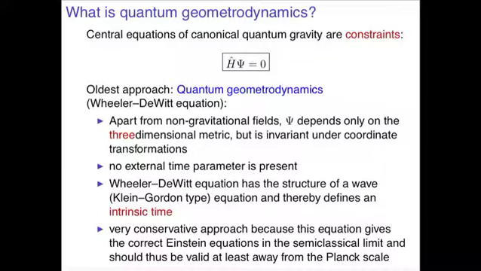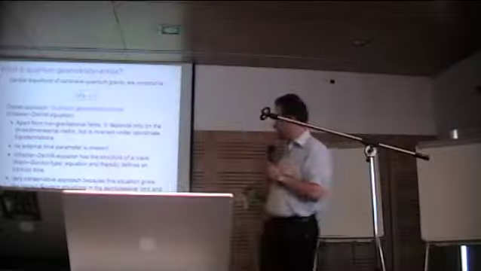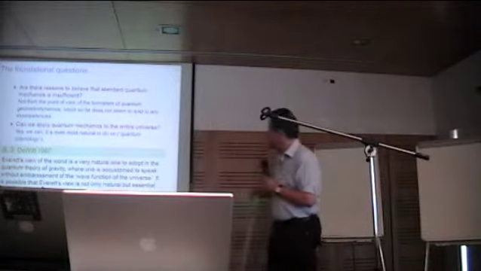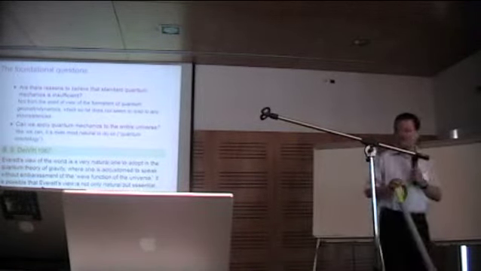But you then see that the Wheeler-DeWitt equation actually allows one to introduce a sort of intrinsic time by its structure as a hyperbolic wave equation. It's also conservative in the sense that this equation gives the correct Einstein equation in the semi-classical limit. That is, if you just ask for a wave equation that is behind the Einstein equation, this is what you get. Now the questions. Of course, they are not exhaustive.